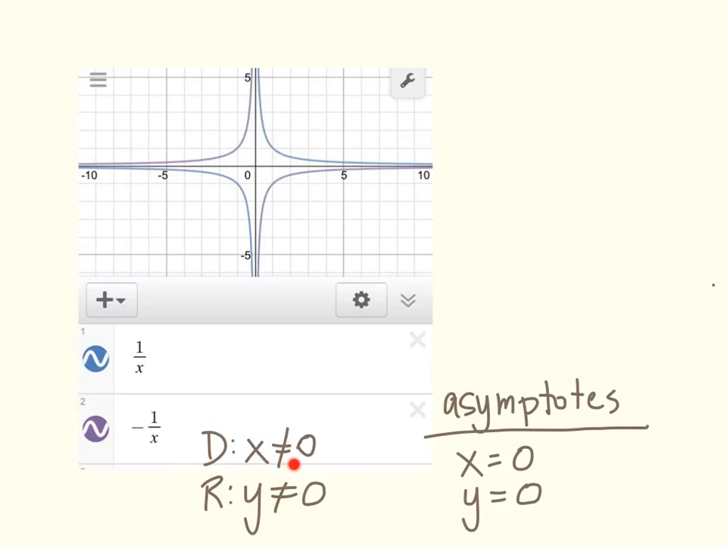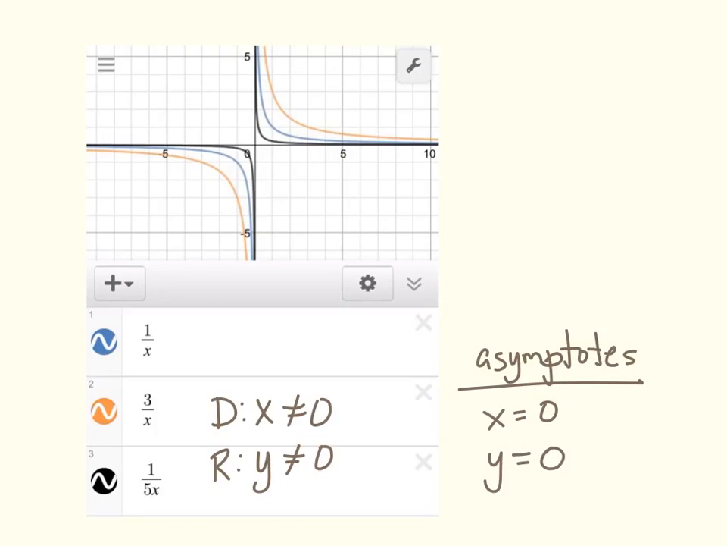Because there's an asymptote at x equals 0, the domain is still x not equal to 0. And there's an asymptote at y equals 0, and so for the range, it's all the reals except for y not equal to 0.